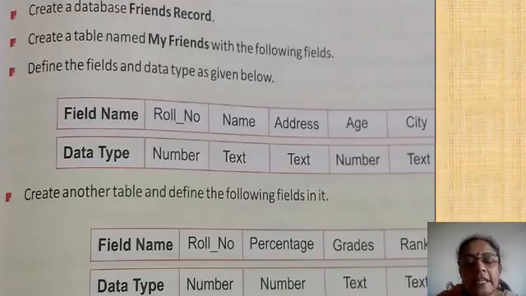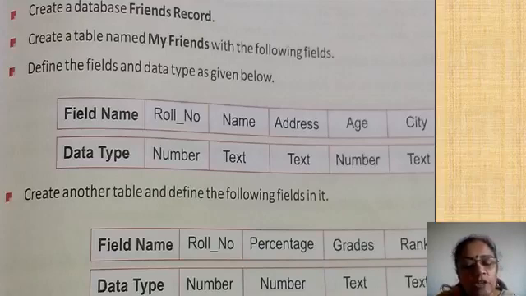So now this is the lab activity which is there behind the textbook of your hyperlink textbook. Let us look at it. What is the lab activity? We need to create a database called friends record, and in that we need to create a table called my friends, which has got the following fields: roll number, name, address, age and city. The data types have already been given: number, text and number for the age and text for the city.